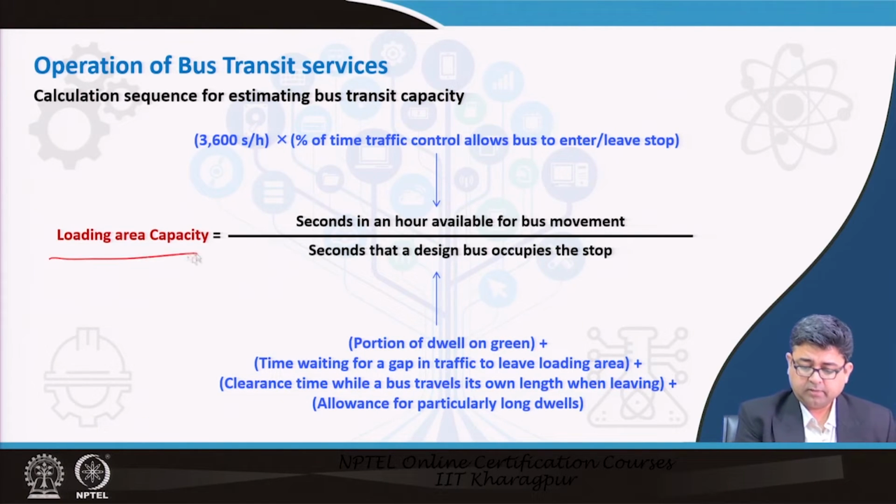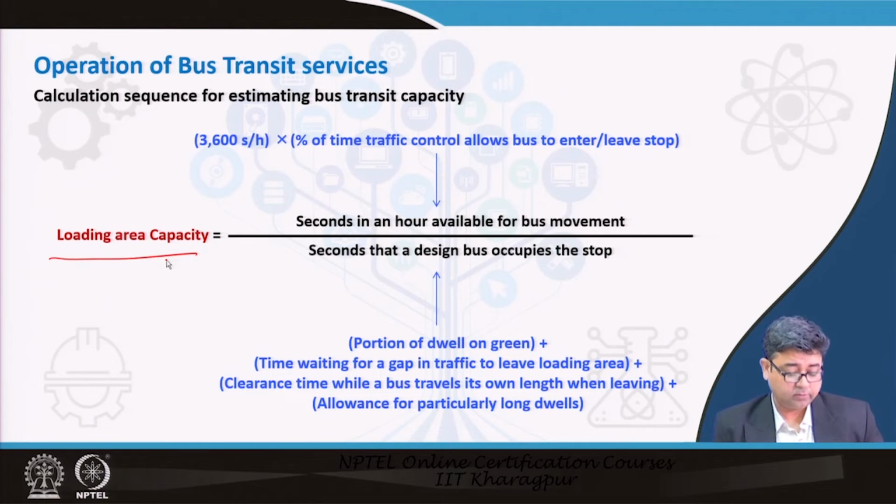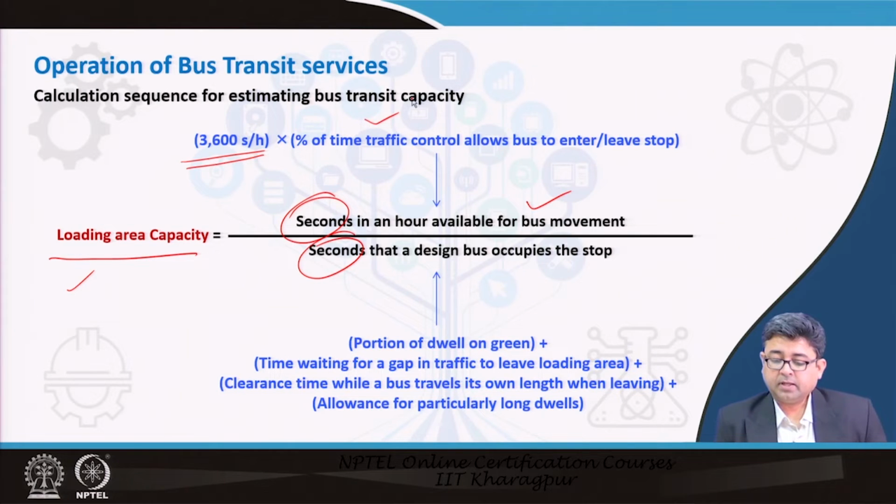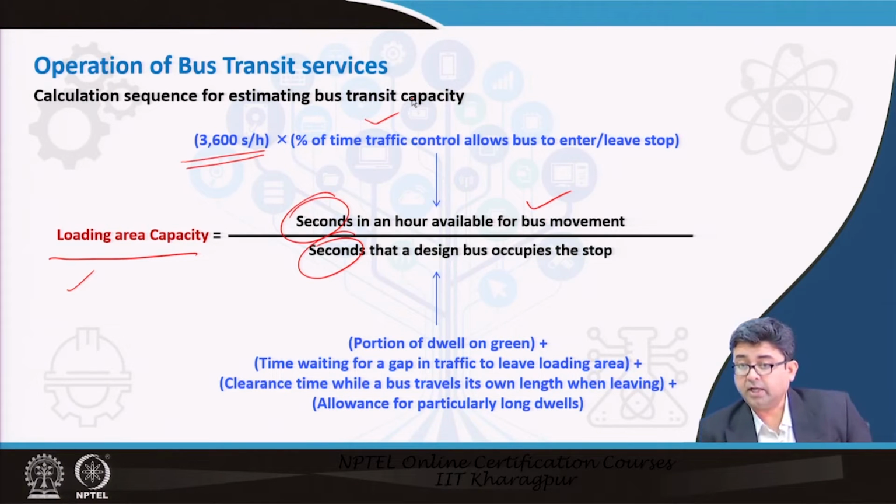So, there are simple formulas for understanding how to calculate loading area capacity. It is the seconds in an hour available for bus movement divided by the seconds that a designed bus occupies the stop. Both are in seconds, so it is a unitless measure. So, what you have to do is know how many seconds in an hour are available for bus movement. That means there are 3600 seconds per hour, multiplied by the percentage of time traffic control allows the bus to enter or leave that stop.